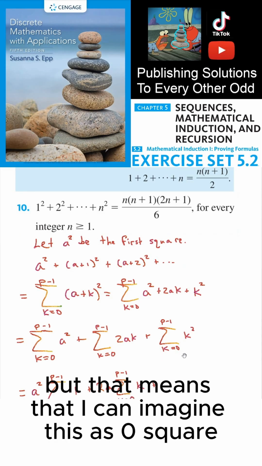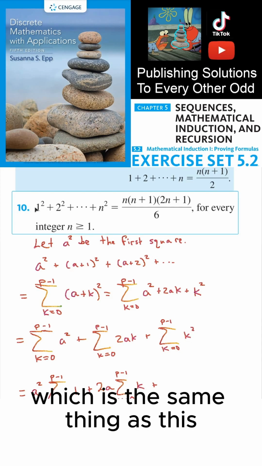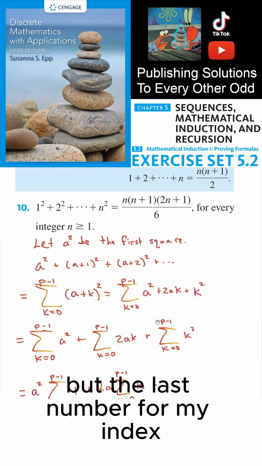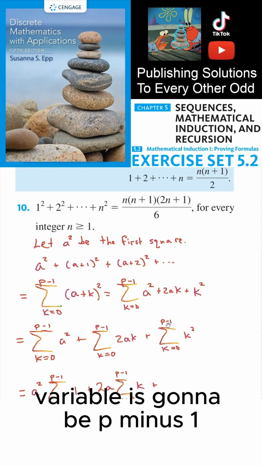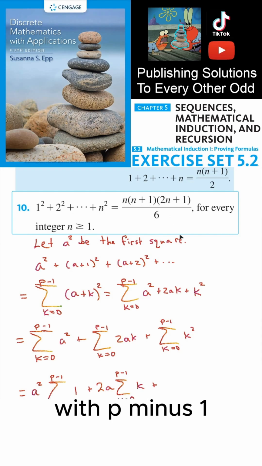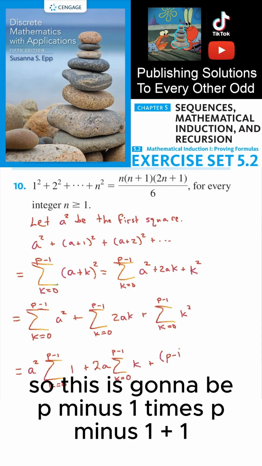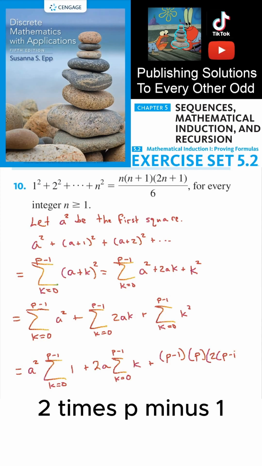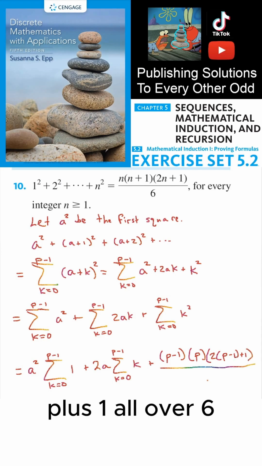But that means that I can imagine this as 0 squared plus 1 squared plus 2 squared plus 3 squared, which is the same thing as this, all the way to plus n squared. But the last number for my index variable is going to be p minus 1. So for this formula, I'm going to replace n with p minus 1. So this is going to be (p minus 1) times (p minus 1 plus 1), which is just p, and then times (2 times (p minus 1) plus 1), all over 6.